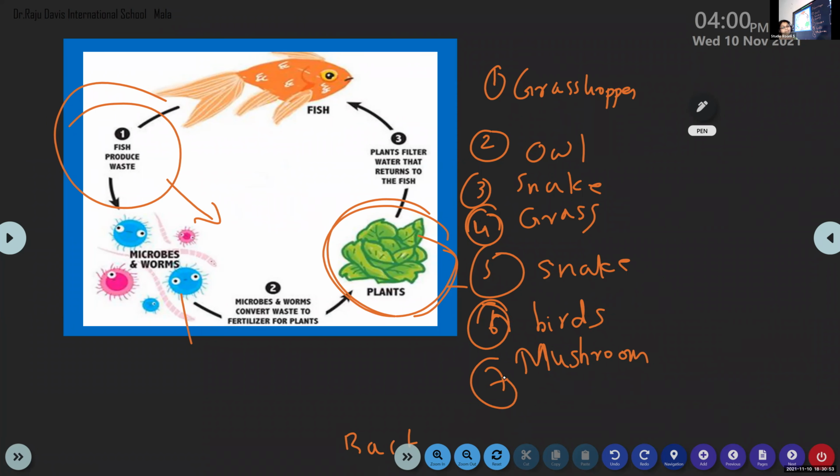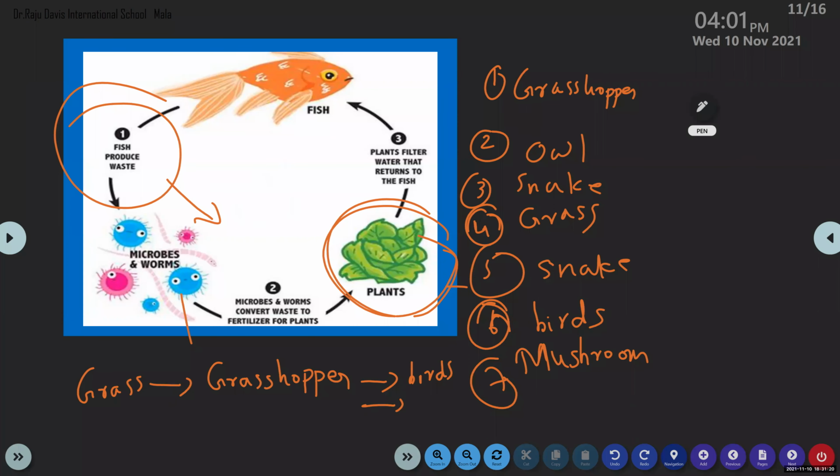So, like that, jumbled words. Then I tell you, arrange a food cycle. How do you draw this? You don't have to draw this way. First, you write grass. Ma'am, should we write that producer is primary? No need. That is only for your understanding. You just put an arrow like this, and you write birds. Then after birds comes snake. Then comes owl. Then comes mushroom. And then last, grass. So you have to arrange it.